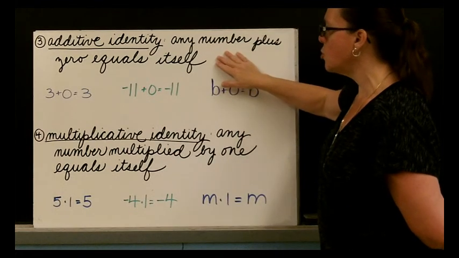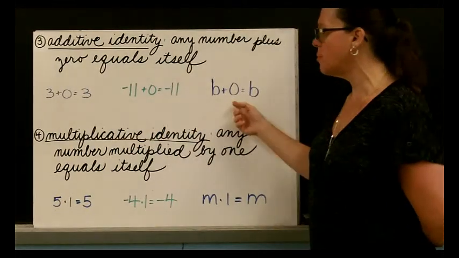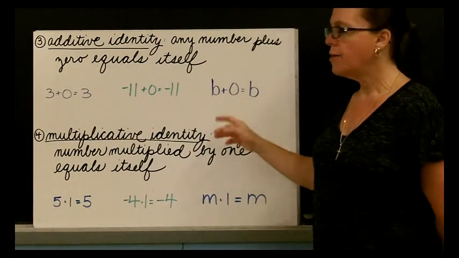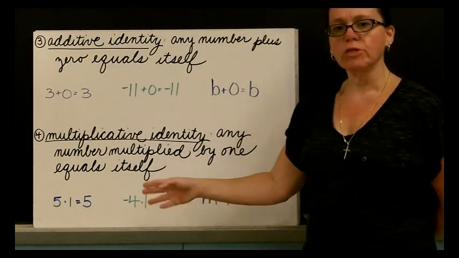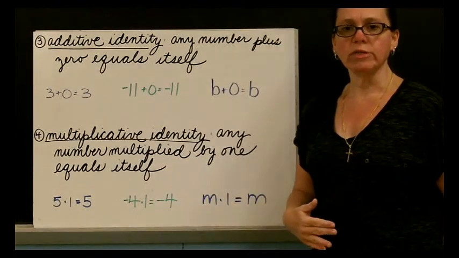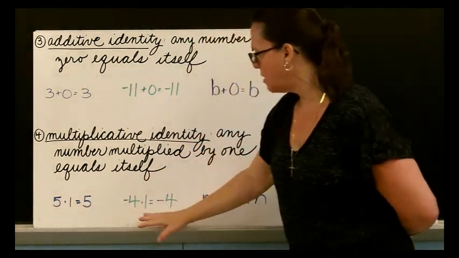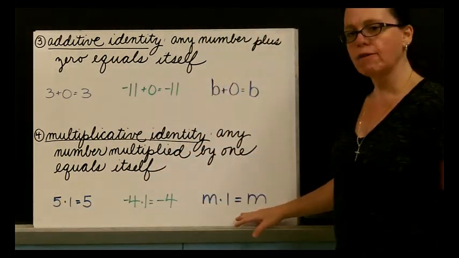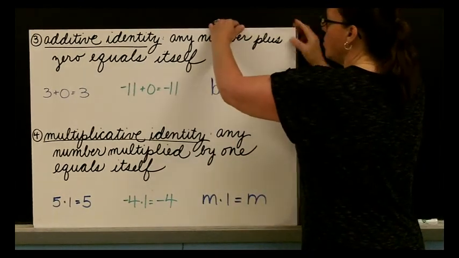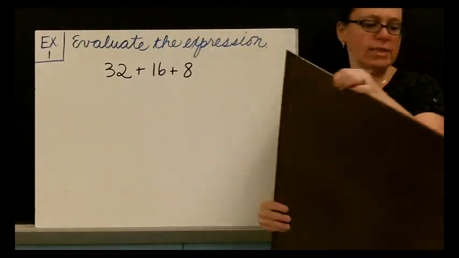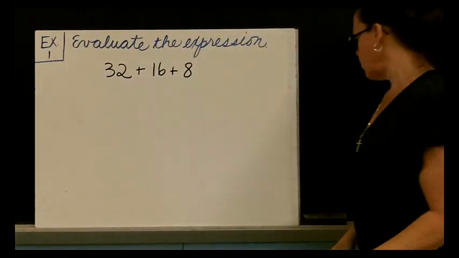This applies to positive and negative integers as well as variables. And then our multiplicative identity means that any number times 1 equals itself. It retains its identity. And again, it works with positives, negatives, and variables. So now what we're going to do is use these properties and identities in solving our examples.